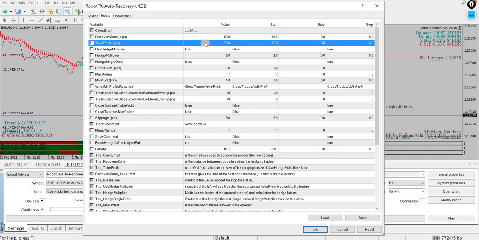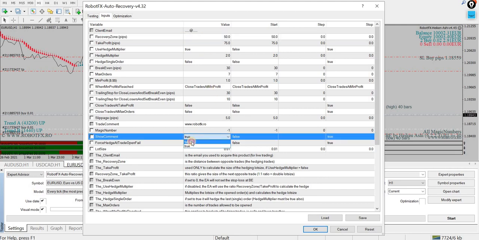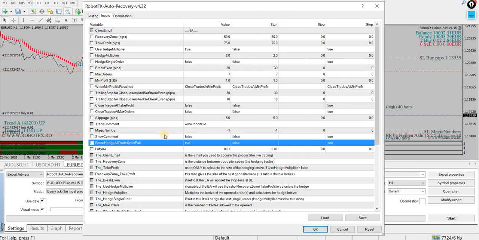Now, the recovery zone, as I have said, is the distance between the opposite trades, between the buys and the sells. And here it's 50 pips. I'm going to hide the comments on the chart to better see. The comments will show on the left side of the chart information about the broker, mostly the minimum lot size, maximum lot size, stuff like that. Open number of trades, nothing we should not already know.